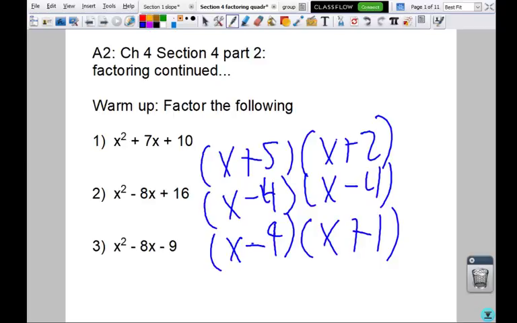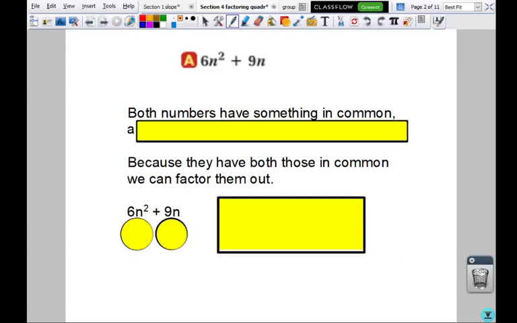Alright, so what we're doing today is we're going to keep factoring. It's going to be similar to what we did for our warm-up last week, except now they're a little tougher. Not super tough, a little bit tougher. So, we're going to be factoring, like on part A right here.